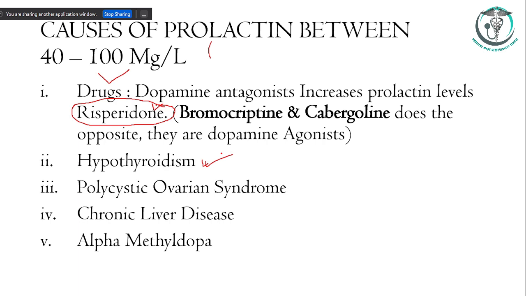So now we started listing them out. It could be maybe drugs. Someone who is taking a drug known as risperidone can end up having hyperprolactinemia that ranges between 40 to 100. Then I mentioned that bromocriptine and cabergoline do the opposite. They lower the levels of prolactin. Then hypothyroidism, it also causes hyperprolactinemia that ranges between 40 to 100. Then I went on to explain how hypothyroidism causes what?